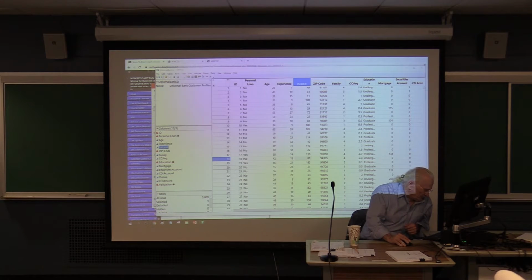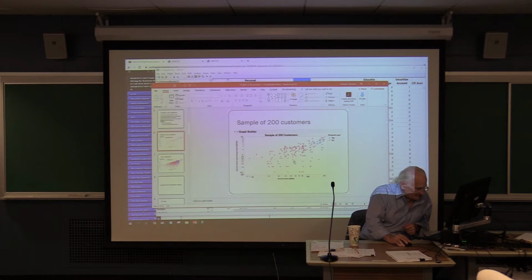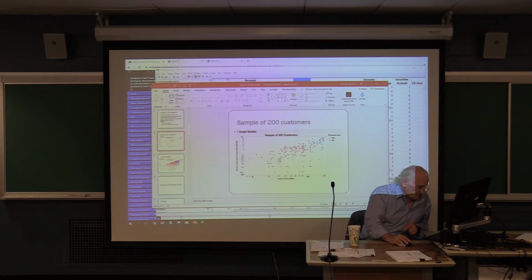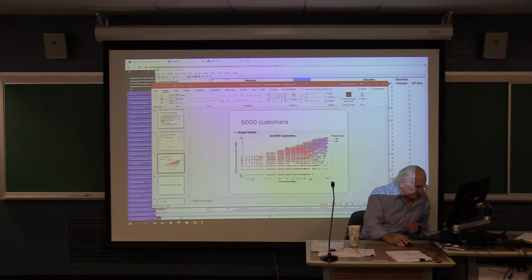Anyways, if you get a sample and you plot it, you see there's congestion. And to make it so that the observations are not on top of each other, you will need to use jittering. If this is a problem with 200, if you use all 5,000, it will be extremely messy.